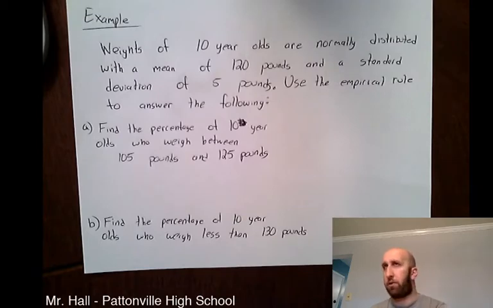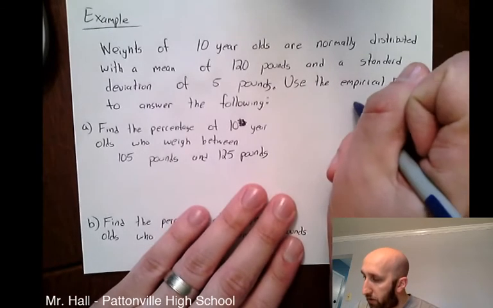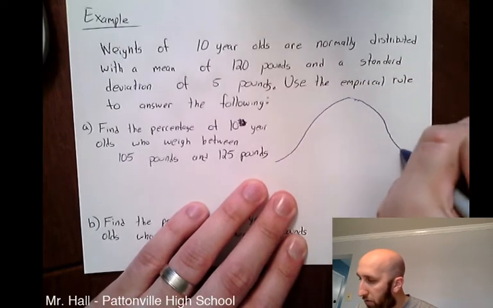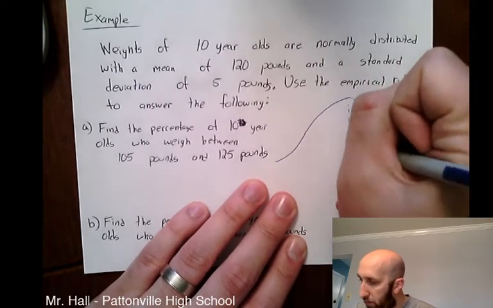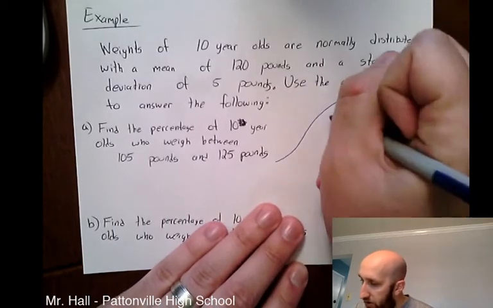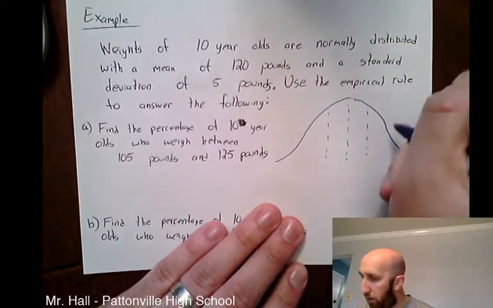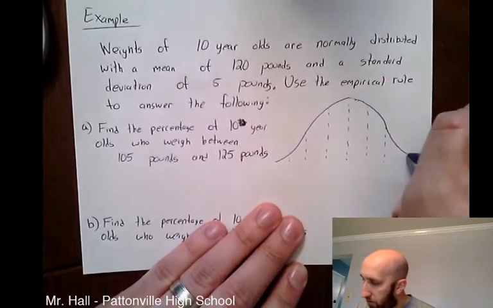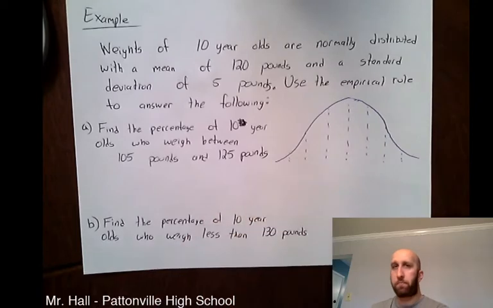The first thing I would do if you're going to use the empirical rule is just draw your normal distribution and label your means, your standard deviations, and your percentages. So what I'm talking about is we need a normal distribution here. So I'm drawing just that exact same curve that I did up above. In the center is going to be my mean. I need to go one standard deviation above, one below, two above, two below, and then three above and below.